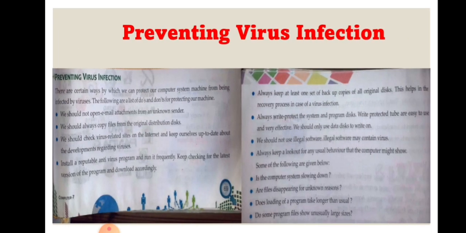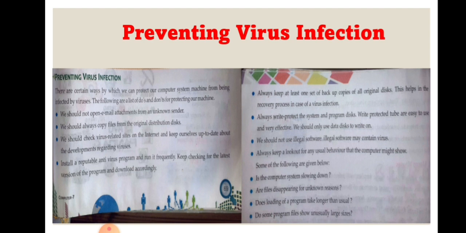Next is preventing virus infection. So how to prevent virus infection? These are all written in here. We should not open email attachments from an unknown sender. We should always copy files from the original distribution disks. We should check virus-related sites on the internet. We have to keep ourselves updated, actually, and install reputable antivirus programs. So if there are viruses, we need to install or download antivirus software to prevent virus attacks.